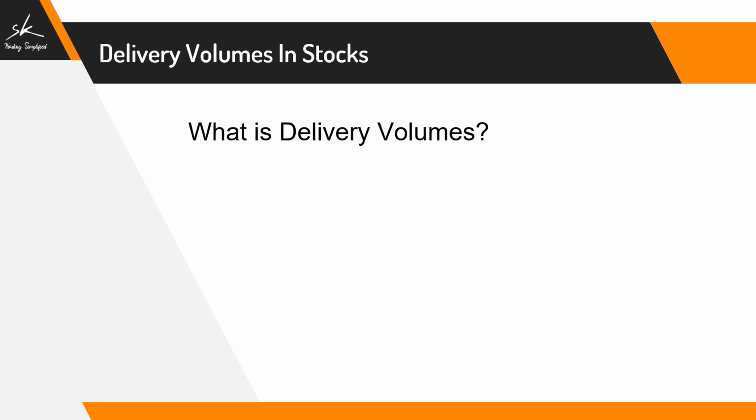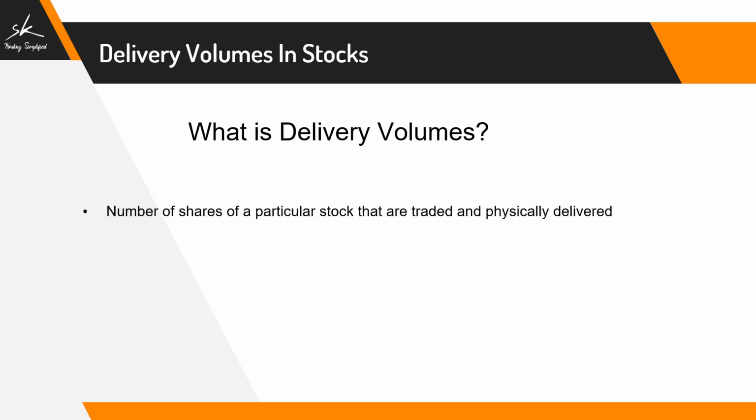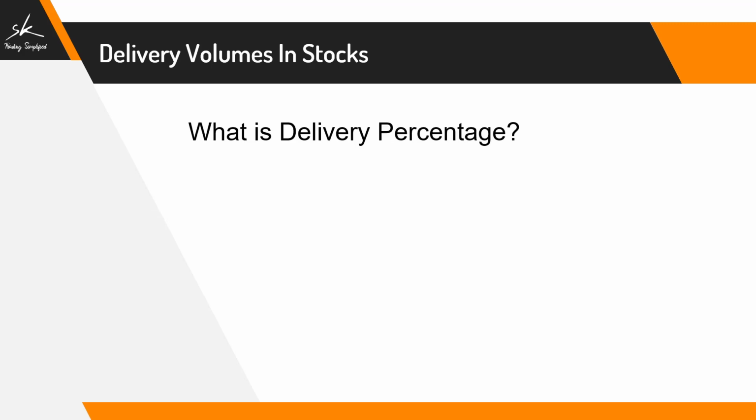How to use delivery volumes and percentage in stock trading. In stock trading, delivery volume refers to the number of shares or units of a particular stock that are traded and physically delivered to buyers during a specific period, typically on a trading day. It represents the actual transfer of ownership from the seller to the buyer. Delivery percentage refers to the proportion or percentage of shares that are actually delivered or settled on the agreed upon settlement date in a financial market.